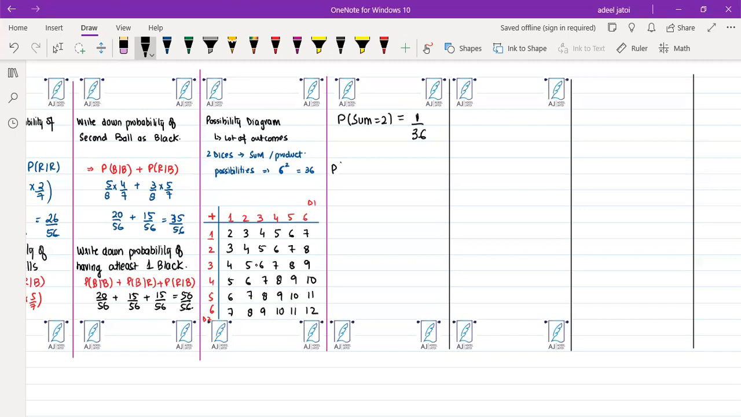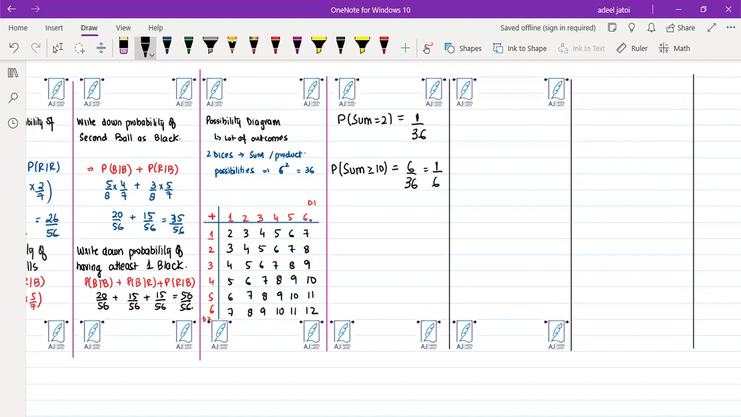Similarly, the question can be sum greater than or equal to, let's say, 10. So greater than or equal to 10 means 10 is inclusive. If 10 is inclusive, we have 6 numbers that are greater than or equal to 10 out of 36 numbers. So we write down 6 upon 36, which is equal to 1 upon 6.